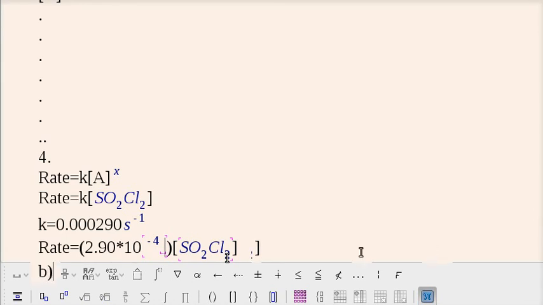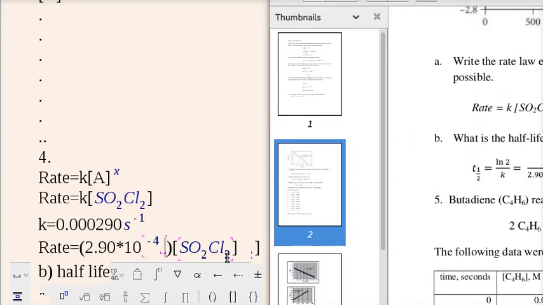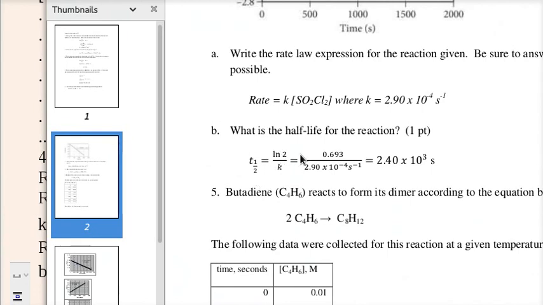And part B, half-life. Just use this equation. That's about it. Plug in the K you know, and you're done.